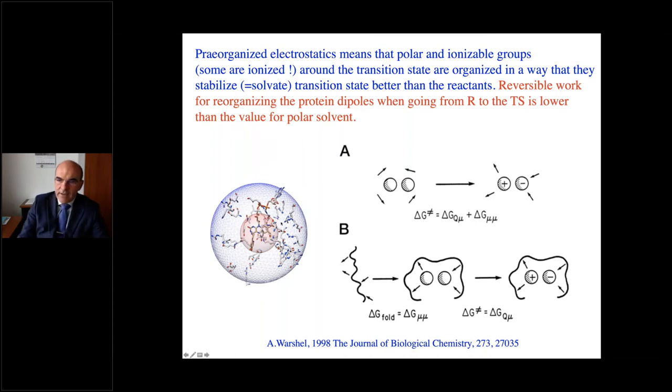Electrostatics is a long-range interaction, and somehow this gives some evidence why enzymes have to be so large. So you cannot design an efficient enzyme with five residues.